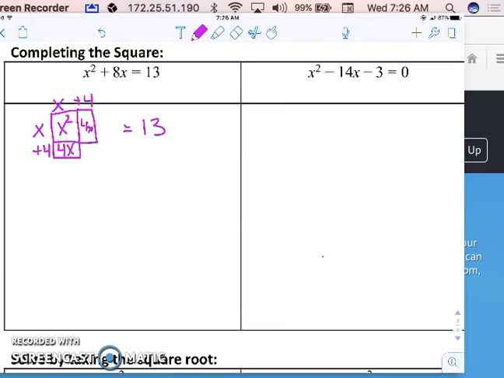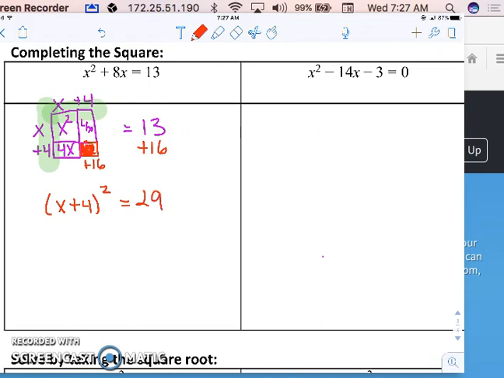And we need to complete the square. So to fill this little square in right here, to make it a complete square, we'd have to add 16. But if we add 16 to one side, we have to add 16 to the other. And now the dimensions of this square, length times width, they're both x plus 4. So this left side is really x plus 4 squared. Well, the right side we now have 29.